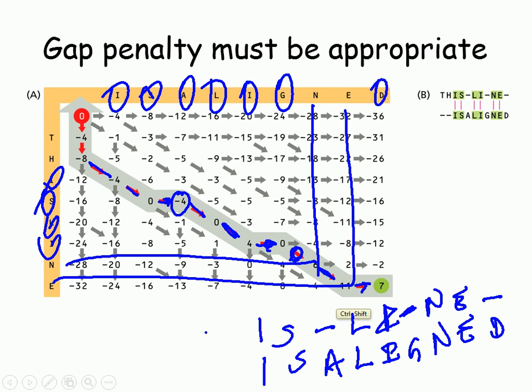And then a gap going down means you have a residue in the first protein and a gap in the second one. And then the last gap is introducing T, and you have a gap in the second protein. Okay? So you are following the path backward and generating the alignment starting from the last position.